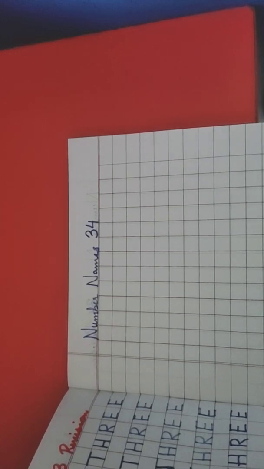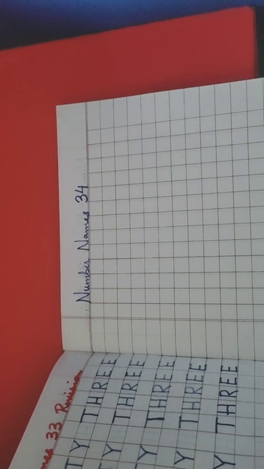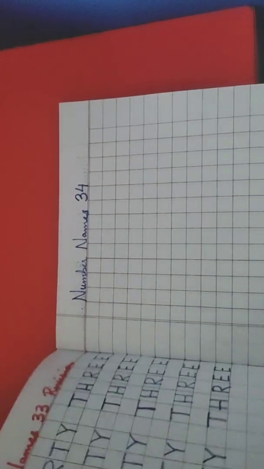पिछले वीडियो में हमने क्या लर्न किया है? Number names 33. So today we will learn number names 3, 4, 34. Okay? 3, 4, 34. So now take out your pencil and eraser. Good. So now I want you to repeat with me, okay? आपको मेरे साथ repeat करना है.